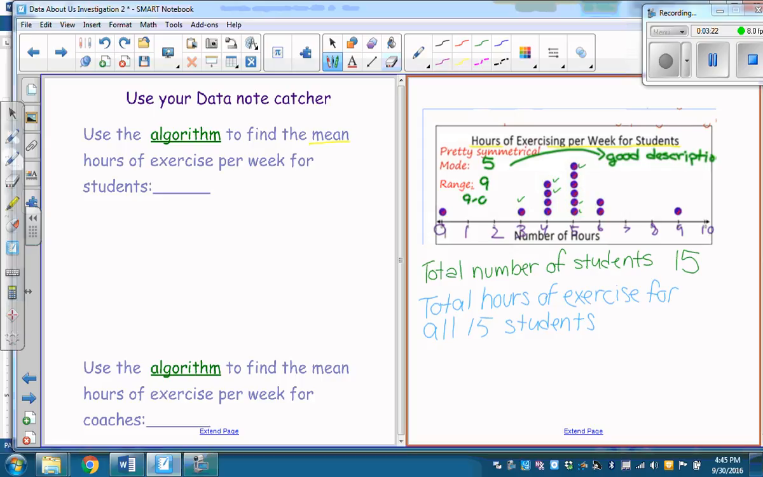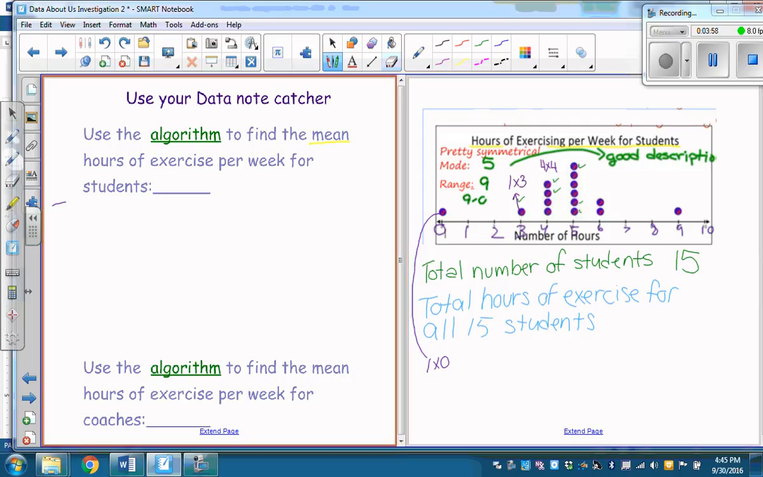Like the first dot right here, this dot right here, we know that one student doesn't exercise at all. And then for the second dot, so the second dot right here, we know that one student exercises for 3 hours. And for the next set of dots, we know that there's 4 students, and each one of them exercises 4 hours. So we're going to make our work organized now that we've thought about this.